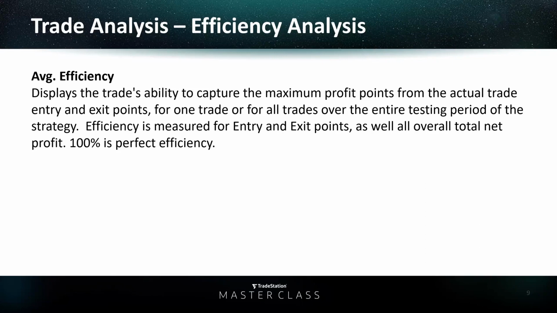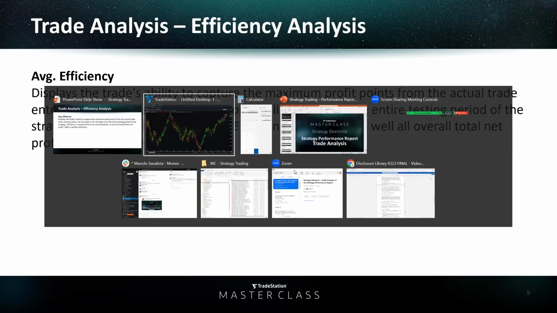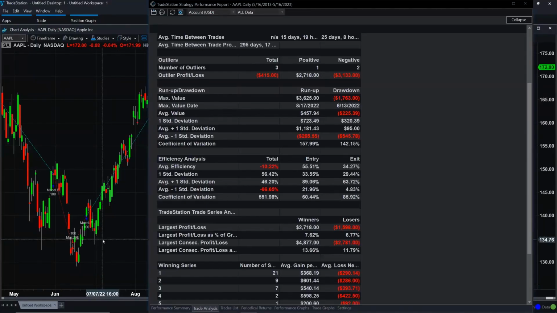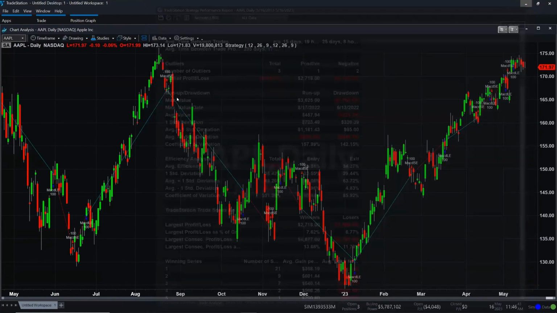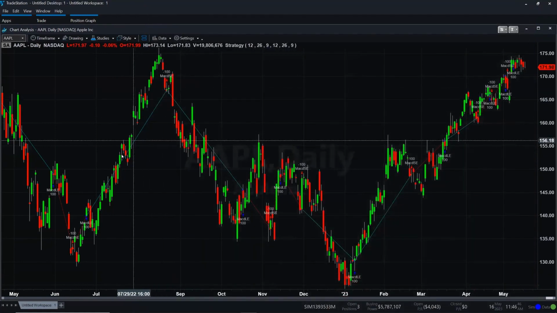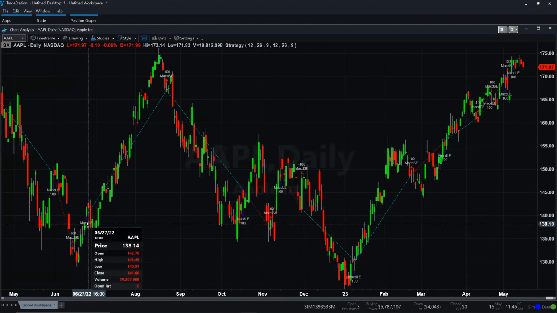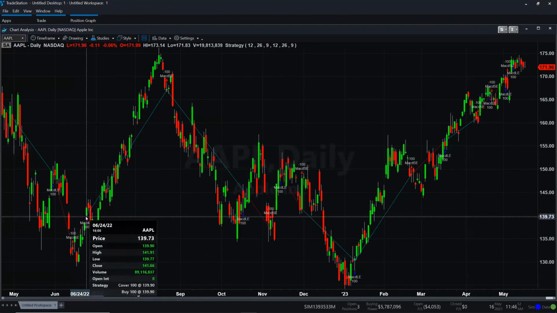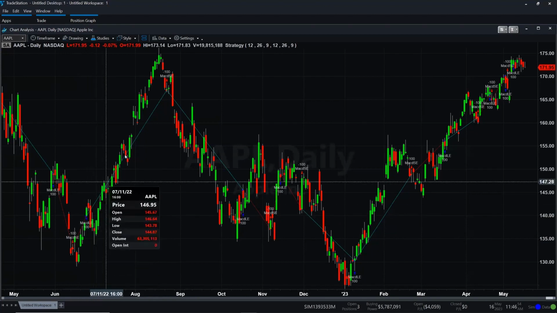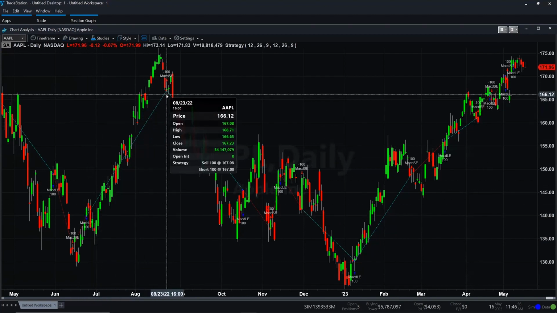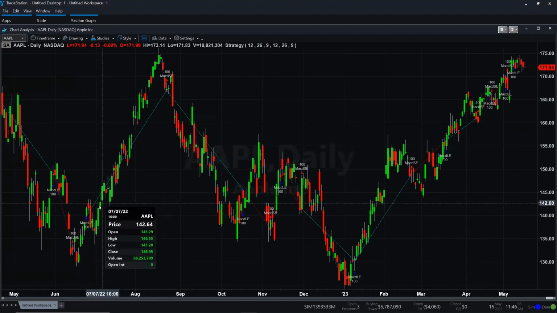Okay, so it's important that we think about this. It looks at when the strategy entered and where it exited. Like, for example, let's go over here to a chart. On this particular trade, the strategy entered right here. This is the long trade. And it exited up here when it switched to a short trade. This is one single trade.